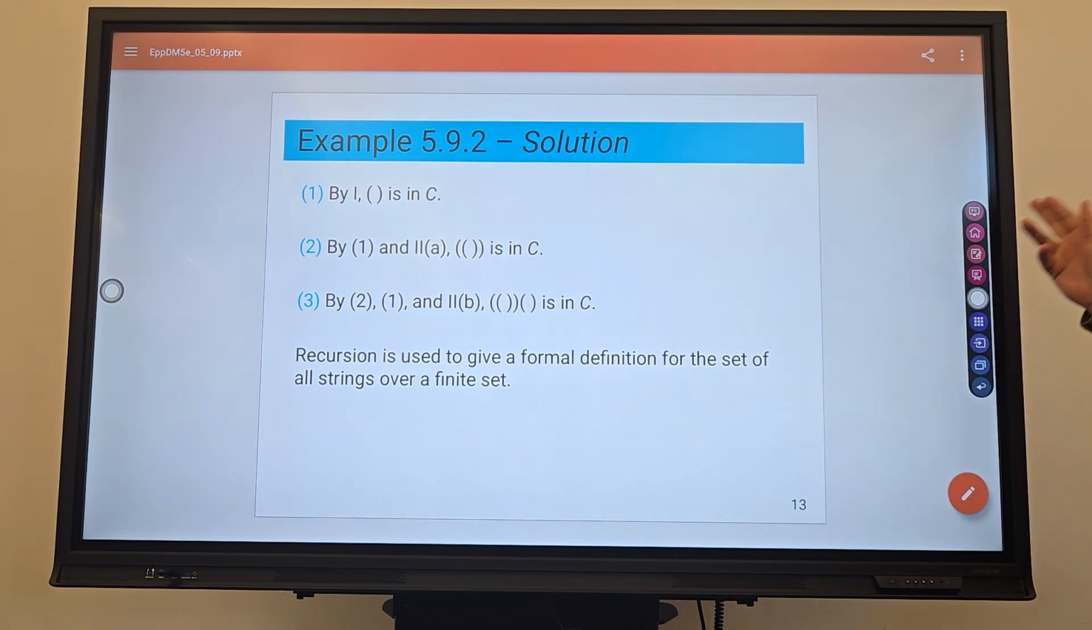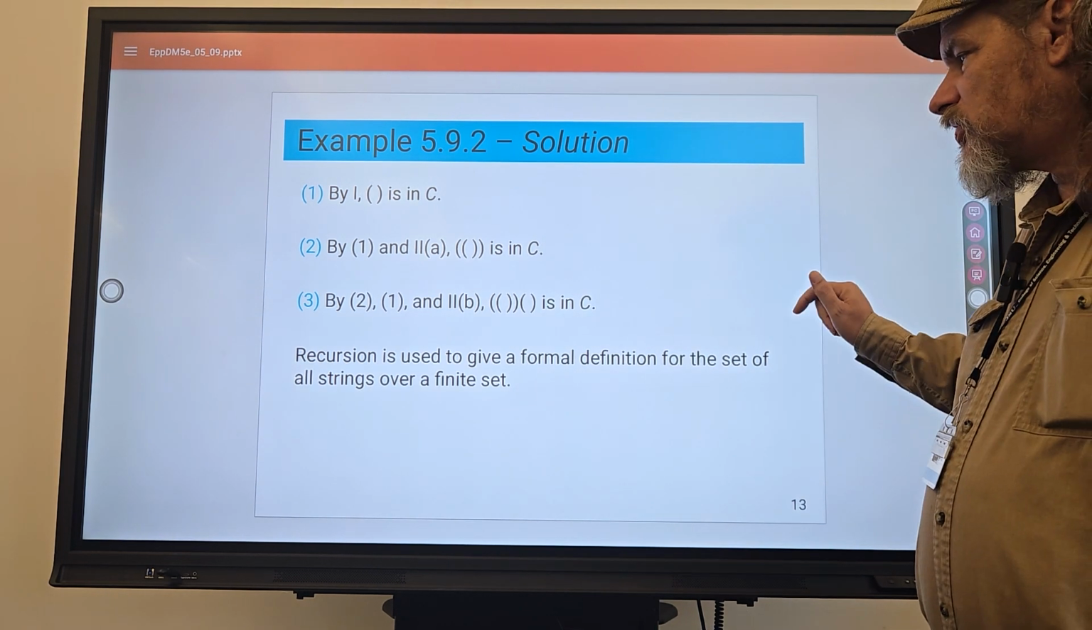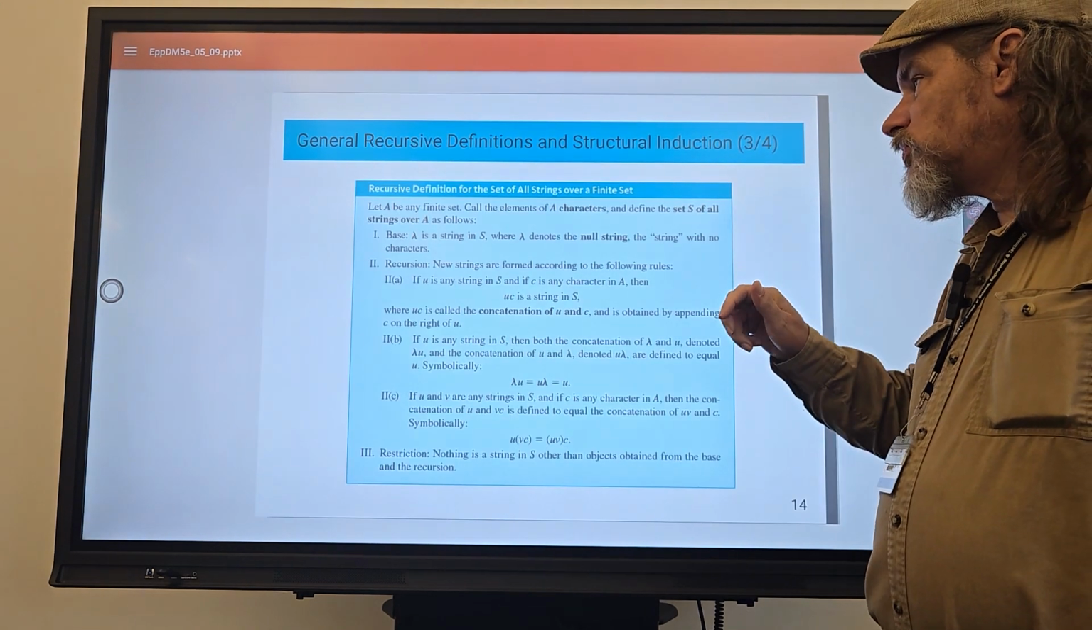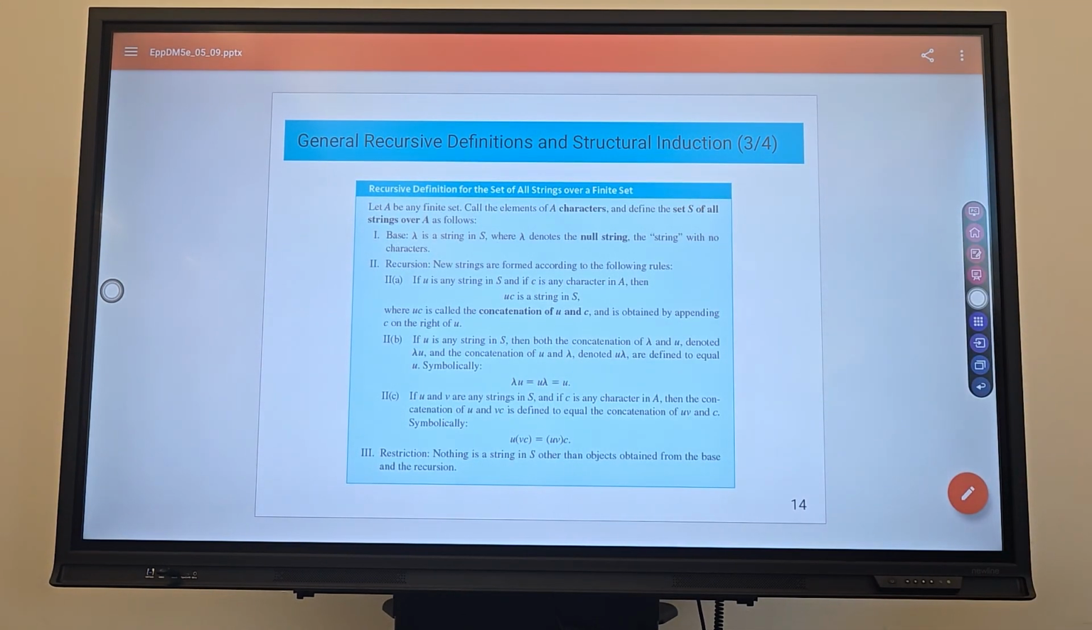This last statement, I don't know where it's coming from. It's kind of out of left field. But recursion is used to give a formal definition for the set of all strings over a finite set, which we talk about later, but why it was on the previous screen, I don't know.